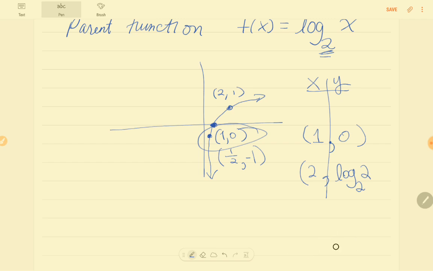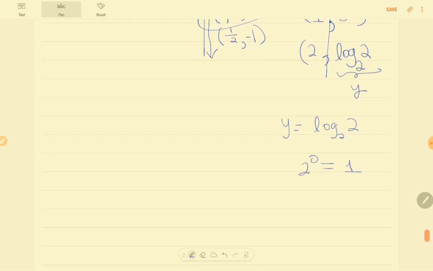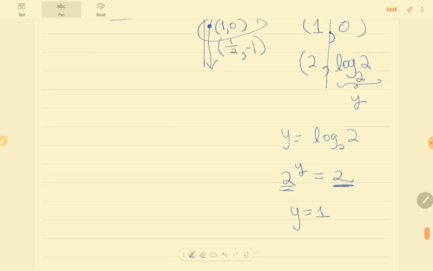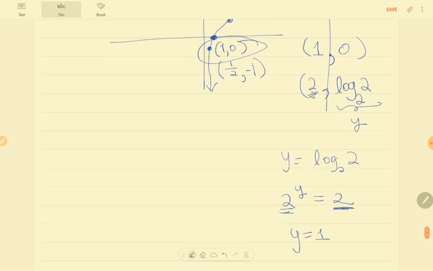So if we rewrote this in exponential form, this is your y value. It's a way of saying y equals the log base 2 of 2. If you rewrote that in exponential form, you would write it as 2 to the power of y equals 2. So what do you have to raise any base to in order to get itself as a result? That means y equals 1. So you're always going to have that point where you have the base and then the output value 1.